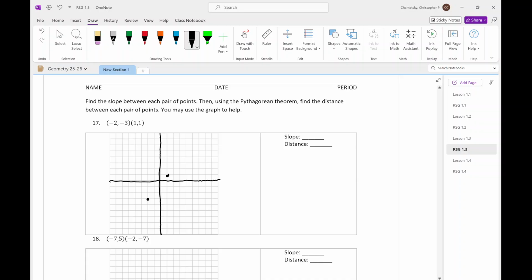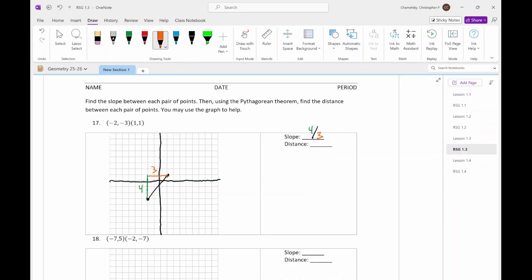Okay. So there's our line. So the slope of this line is going to be positive. So we're going up 1, 2, 3, 4. And we're going over 3. So there's our slope. Up 4 over 3.